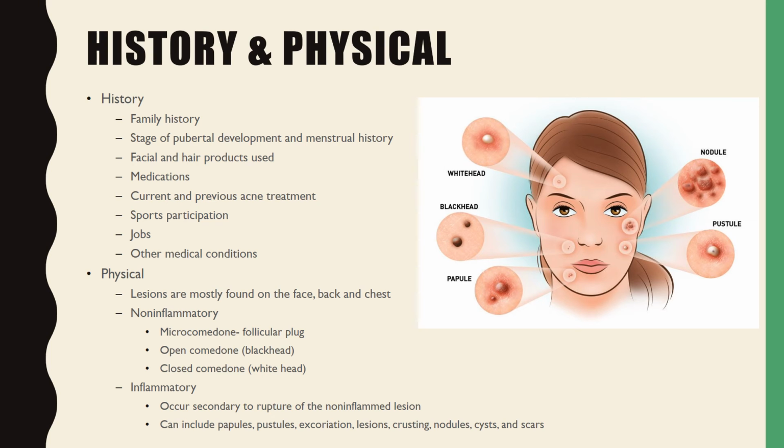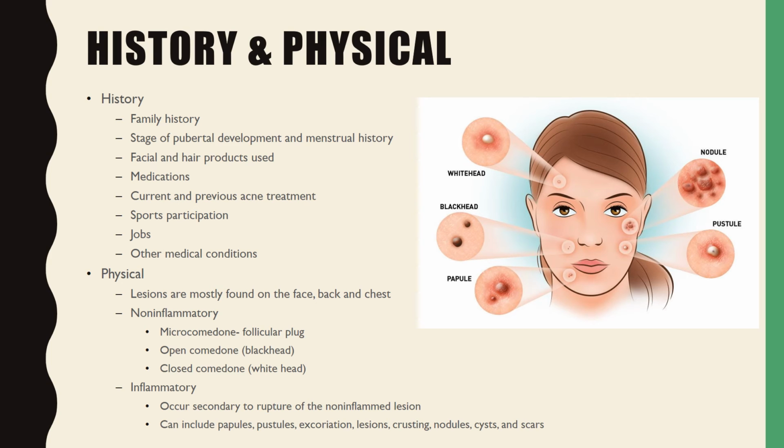So on your physical exam, lesions are mostly found on the face, back, and chest. There are different types of lesions. The non-inflammatory lesions: microcomedone, which is just a follicular plug, so kind of the typical acne that you would think about. The open comedone, which is the blackhead, the closed comedone, which is the whitehead, and then you'll have your inflammatory lesions, and these occur secondary to rupture of the non-inflamed lesions and include papules, pustules, excoriation, crusting, nodules, cysts, and scars.